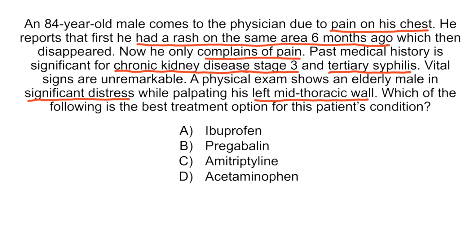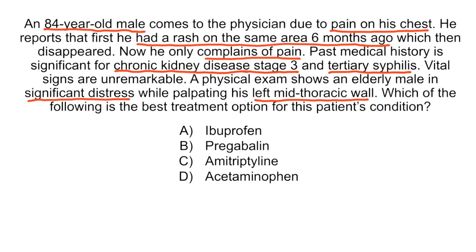A. Ibuprofen, B. Pregabalin, C. Amitriptyline, or D. Acetaminophen. Okay, so this question focuses on treatment of this patient's underlying disorder. Therefore, before we discuss the treatment, we should diagnose his disease. So this is an 84-year-old male with unilateral mid-thoracic wall pain preceded by a rash in the same distribution. He also exhibits allodynia, that is, pain sensation caused by normally painless stimuli, such as gentle palpation. Now, these signs and symptoms are consistent with post-herpetic neuralgia.